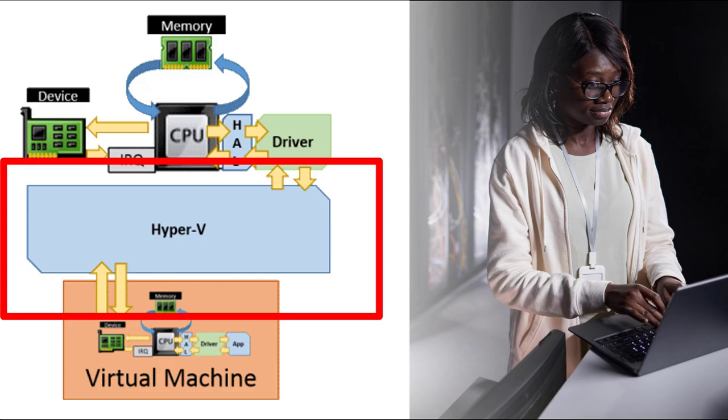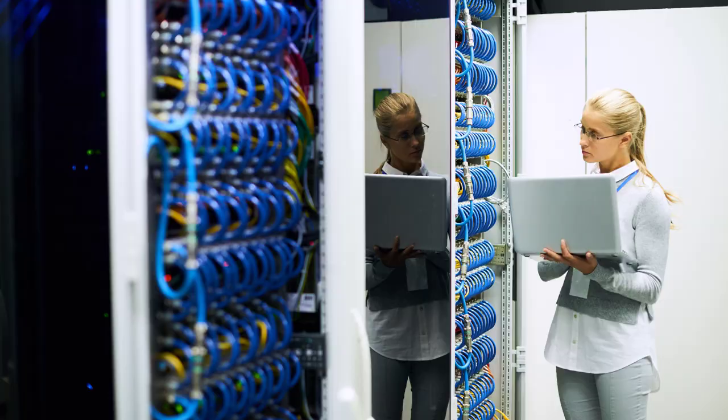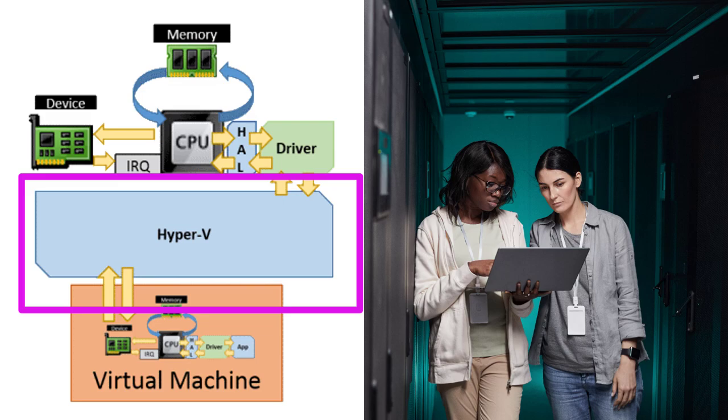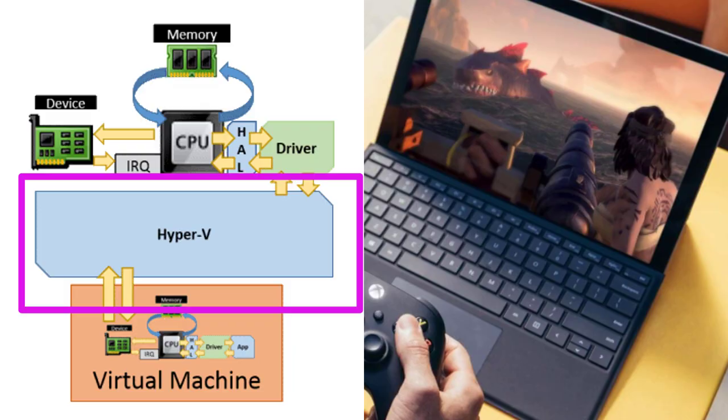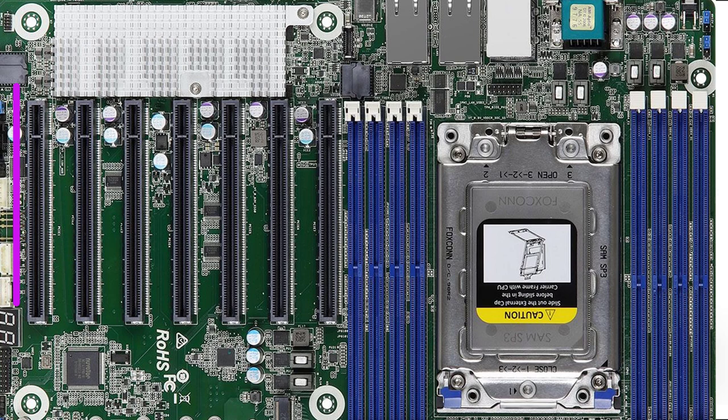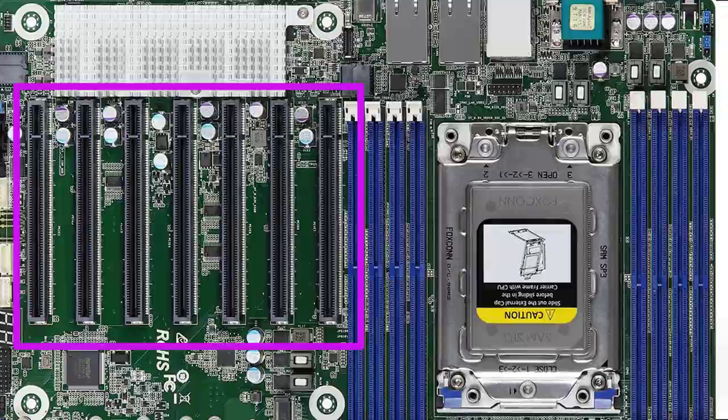So there had to be a way of putting these servers in a virtual environment, but still getting the performance that they need. Players like Microsoft, Google, and Amazon knew that if they did not address this bottleneck, this VM performance issue with their network cards, their storage, and eventually graphic cards, they were never going to convince enterprise customers to move from premise to cloud. They had to improve this. And it turns out all the devices that were slowing VMs down are sitting squarely in the PCI Express bus. Your network cards, your storage controllers, your HBA fiber channel, all of them are sitting in PCI Express. And of course, you've got this layer of hypervisor between them.